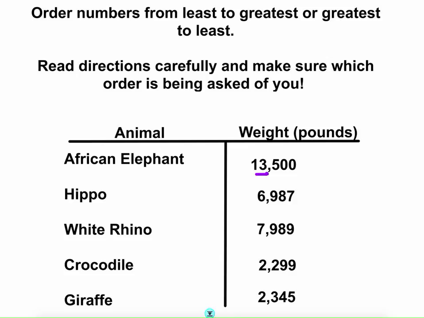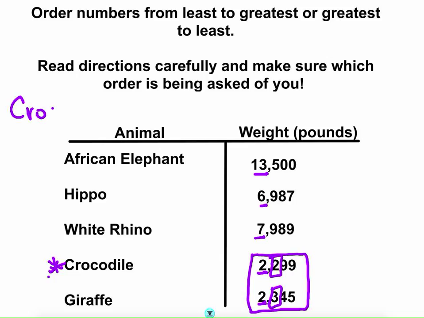And I'm just going to underline 13,000, 6,000, 7,000, 2,000, 2,000. So least right now, right? I'm looking at these two. However, I see a 2 in the hundreds place and a 3 here. So the crocodile goes first. That is the least. So I'm going to put crocodile. Okay, and I'm going to cross it out.